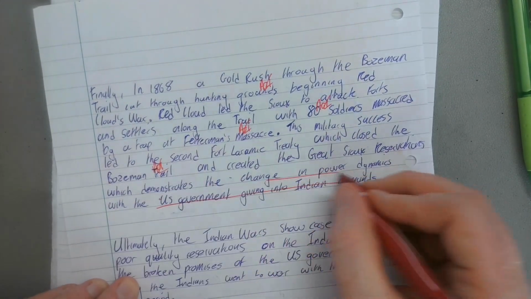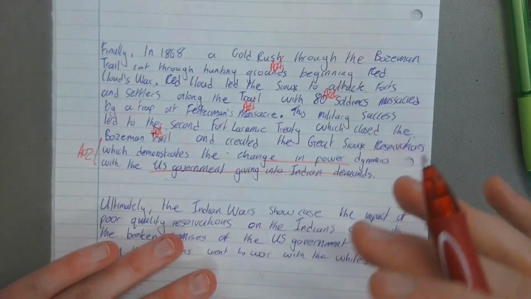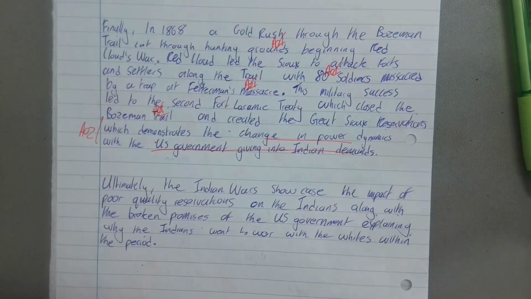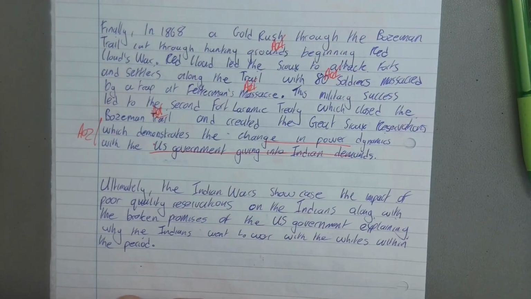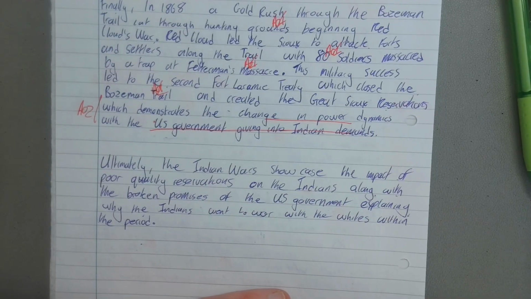So there's my AO2 there. So it's very brief, and it's not a great deal of depth. All I'm doing is I'm just repeating the motif about how things are changing. Ultimately, the Indians and the Indian Wars showcase the impacts of poor quality reservations on the Indians, along with broken promises of the US government, explaining why the Indians went to war with the whites in the period.